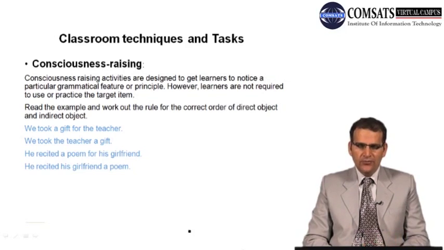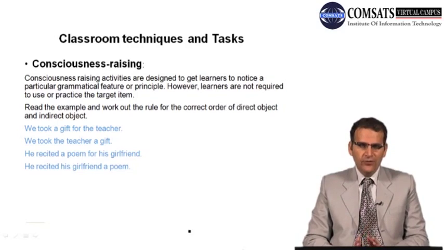Here, for example, what is it? You can see the examples: we took a gift for the teacher. We took the teacher a gift. He recited a poem for his girlfriend. He recited his girlfriend a poem. Now you can see that you work out the rule of the correct order of direct object and indirect object. If you see the first sentence, we took a gift for the teacher.